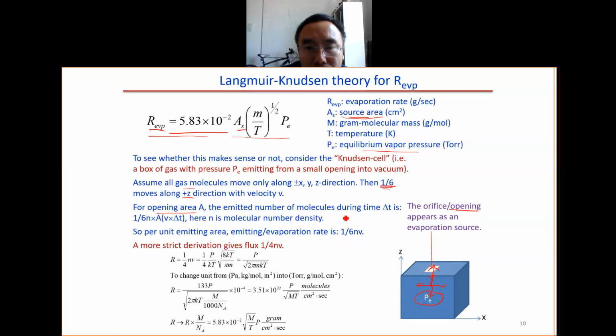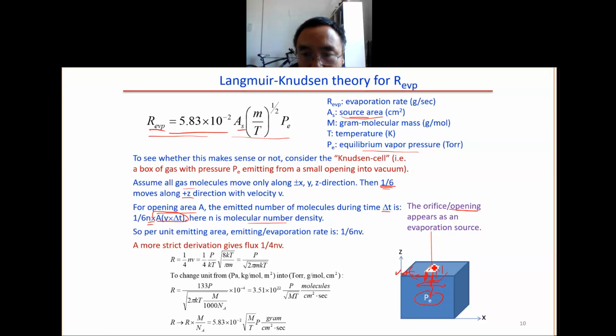The emitted number of the molecules during delta T time is given by 1 over 6, this number here, 1 over 6. N is the number density, molecular number density. A, this is the area, and this is the volume: area A times weight delta T. So along this height, this one is weight delta T.